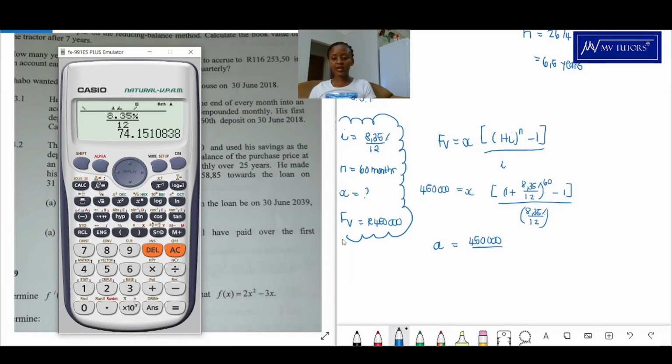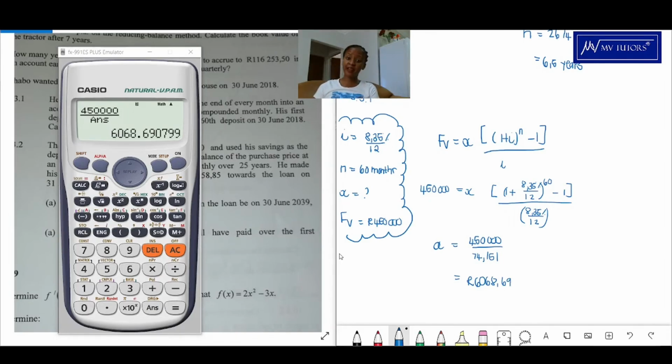When you get that value, please do not remove it, just keep it on the calculator. So now we're going to say 450,123 divided by the answer. So I get the amount. So he actually needs to save 6,068.69. Yeah, I think that is doable.